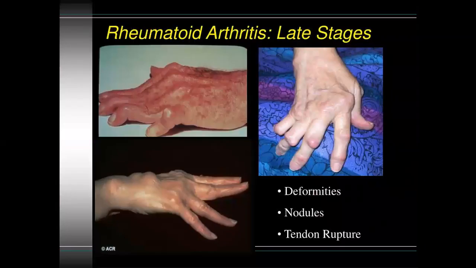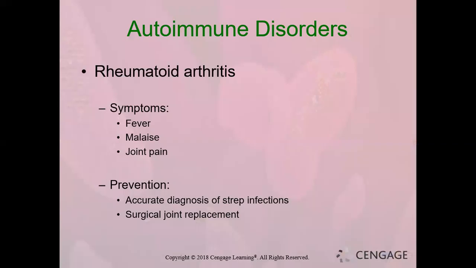Oh, I forgot that I had a picture in here of this. So here you go. This is the deformity that they're talking about. These nodules that you can see on the top of their hands, and they can also get tendon rupture, because if you think about how their hand is turning to the side, it's very painful for them. They're going to have fever, joint pain. They need accurate diagnosis of strep infections, and they can have surgical joint replacement.